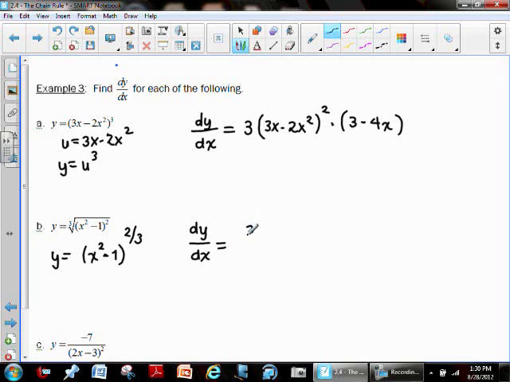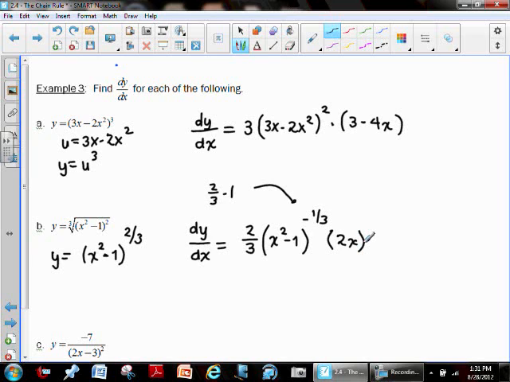The 2/3 exponent will come right out in front, multiply by the x squared minus 1 to a power less than 2/3. 2/3 minus 1. We have to think 2/3 minus 1. That's what's going to go in this spot. 2/3 minus 1 is indeed negative 1/3. And then we finish up by multiplying by the derivative of what is inside of the parentheses, which is 2x.